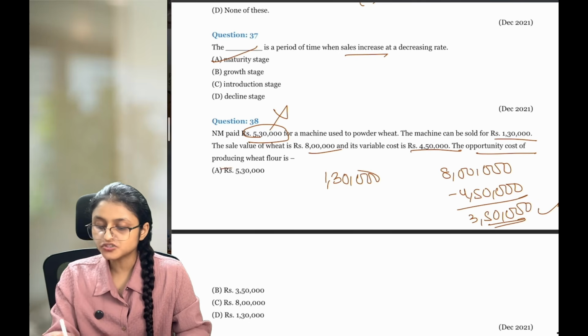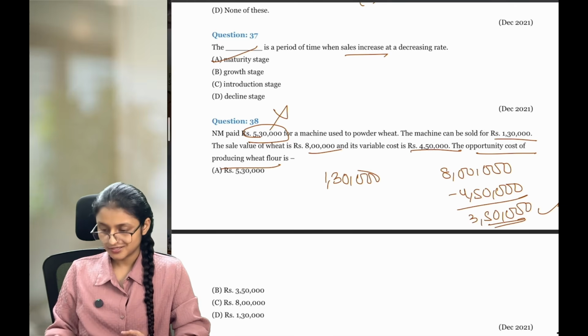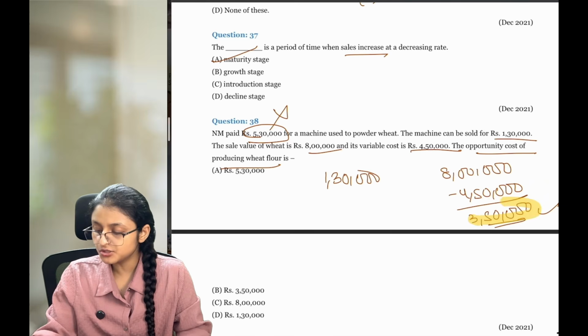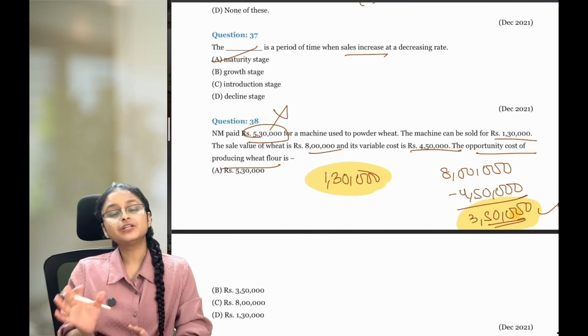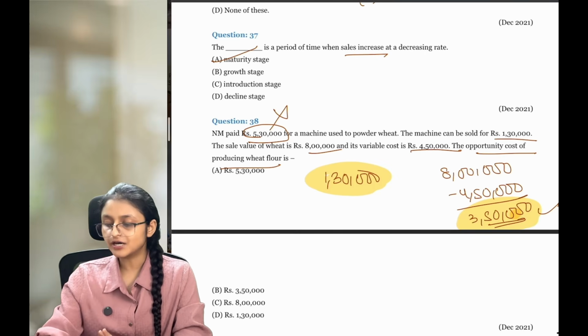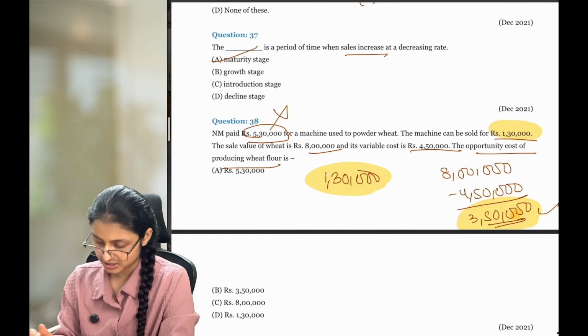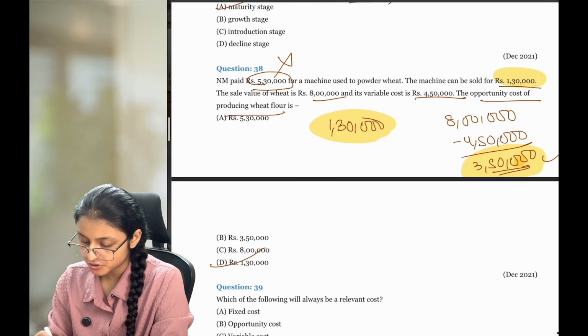The opportunity cost of producing wheat flour is? By producing wheat flour, we are able to earn this 3,50,000. But for earning this 3,50,000, we have to let go of this 1,30,000 rupees which we can earn by selling the machine. Hence 1,30,000 becomes our opportunity cost.